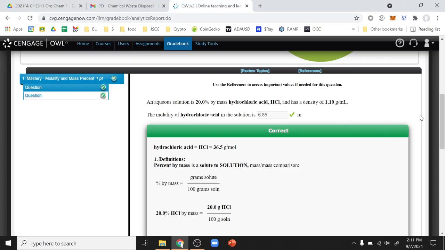Hey folks, I wasn't able to get the exact same problem as we had started in the lecture, but this is the exact same type of problem. It's just that this one has HCl instead of the other one. I think the other one was like KBr or something. I don't remember. Anyways, I'll start from the beginning on this one.